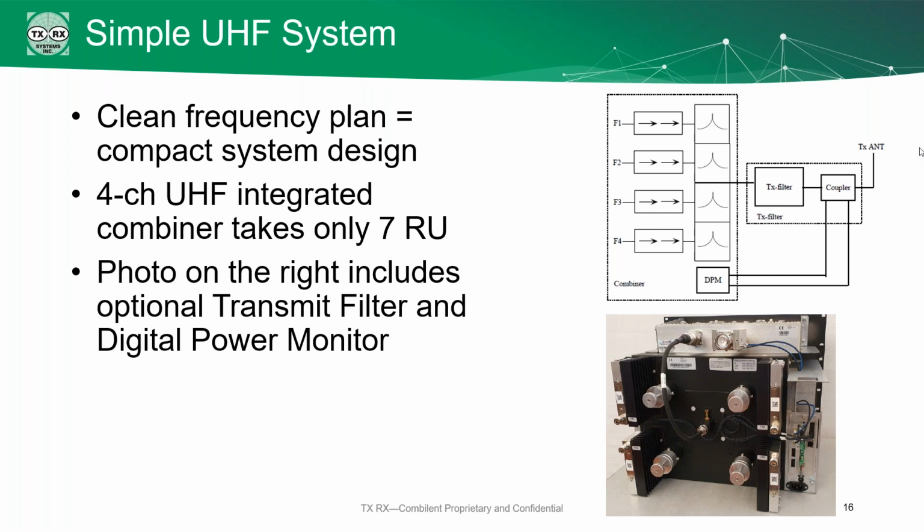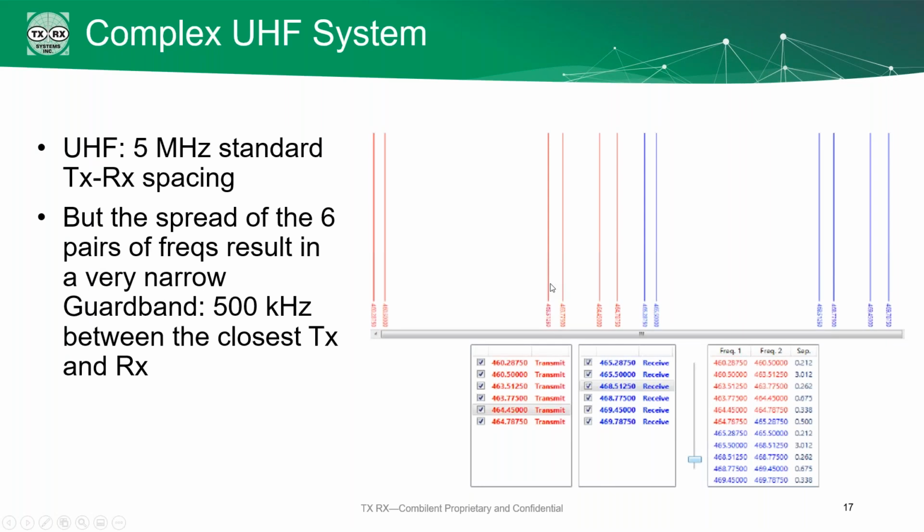The compact combiner is not customizable. You cannot add additional notch cavities to the channels, but if you have a relatively simple frequency plan and a small footprint is your top priority, along with the power monitoring capability, this is a perfect choice for you. Here is a complex UHF frequency plan.